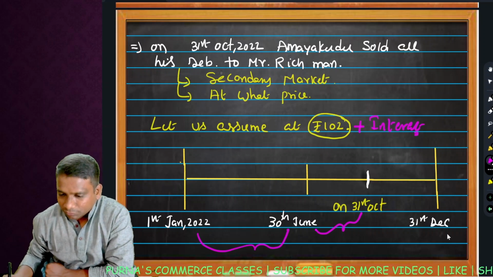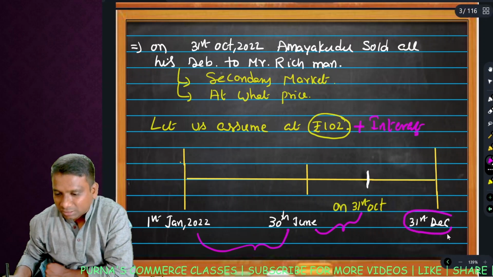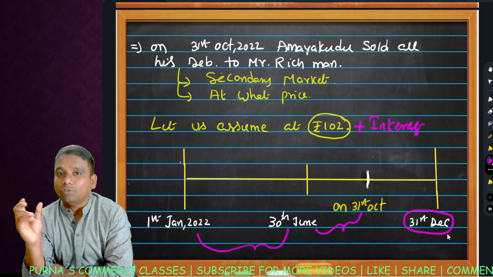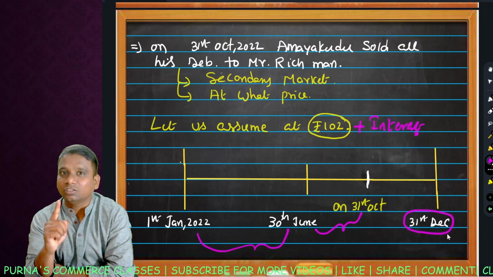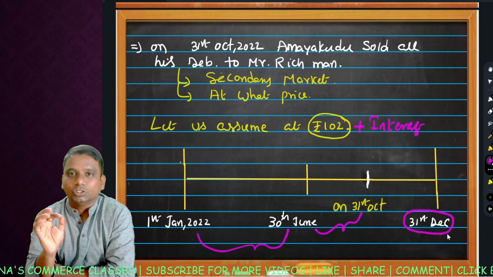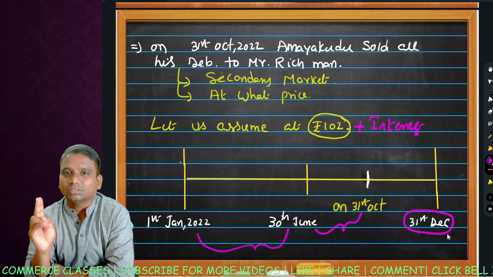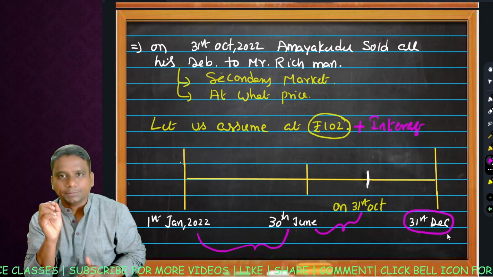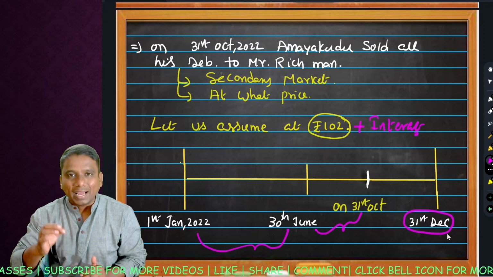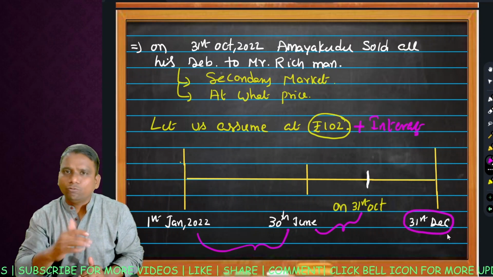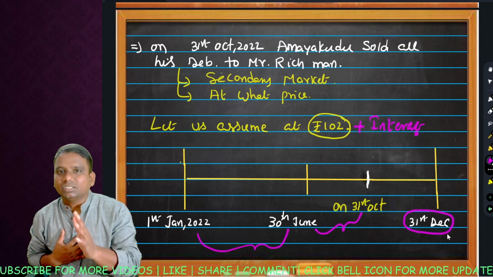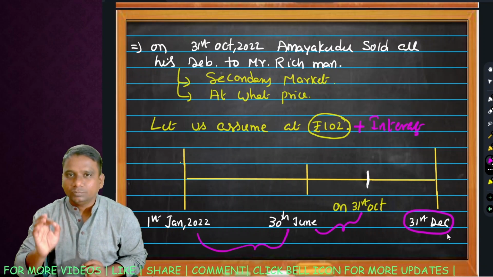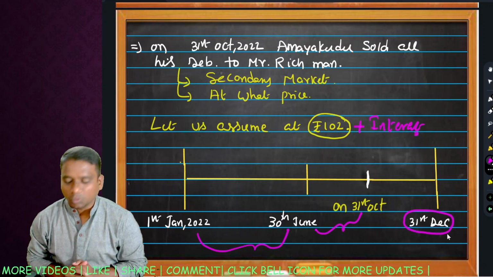Anyway, on 31st December, you receive interest for how many months? 6 months. Actually, out of 6 months, for 4 months you are not the owner of debentures. You are the owner of debentures for how many months? 2 months only. So on 31st December, you receive 6 months interest. Out of that, you pay me 4 months interest. The remaining 2 months interest you keep. I hope this concept is clear to you.